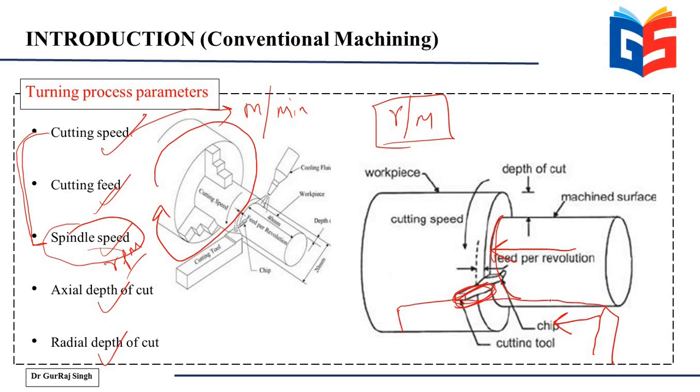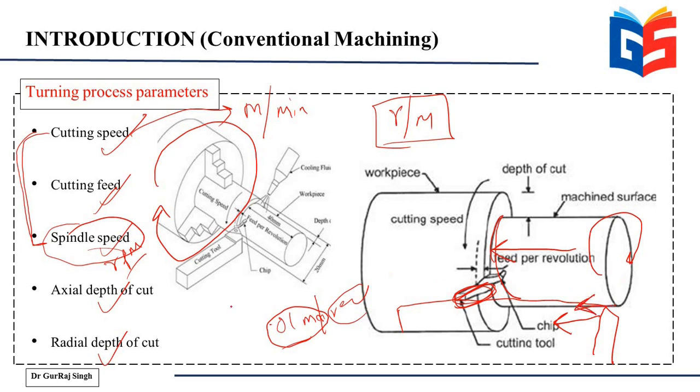So this distance that it covers per revolution is known as feed, and feed is usually a very small number, for example 0.01 mm per revolution. So 1/100th of a millimeter per revolution of this workpiece is what the tool can move in this direction.